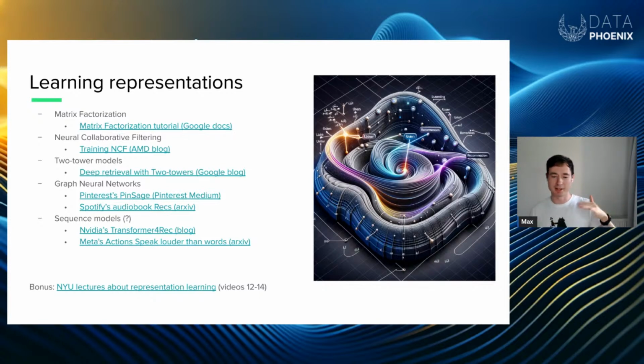You just pretty much input the prompt in text. You append some items that the user has interacted with in the past 10 minutes. And then you forward that through the transformer and you get out the next most probable token, which ideally should be the item that the user is most likely to engage with.